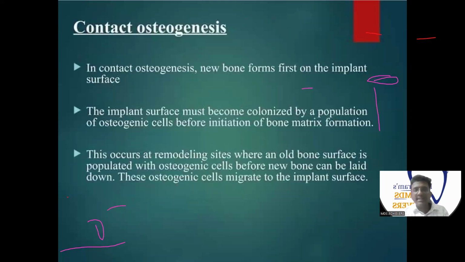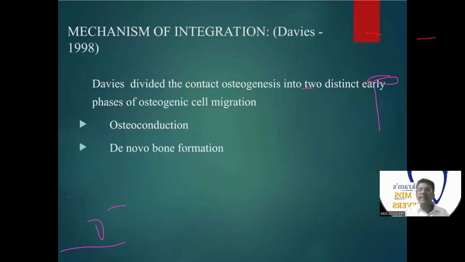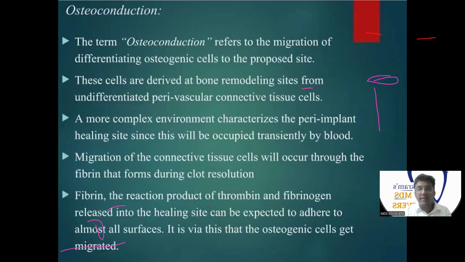And contact osteogenesis is not at all required for you guys. You just need to remember that distant osteogenesis and contact osteogenesis are the two terms that are present. Whereas the mechanism that was given by Davis is osteoconduction and de novo bone formation. This is a very important thing.